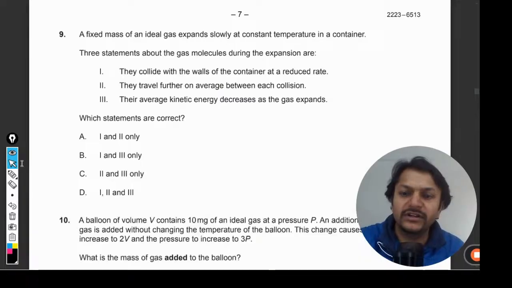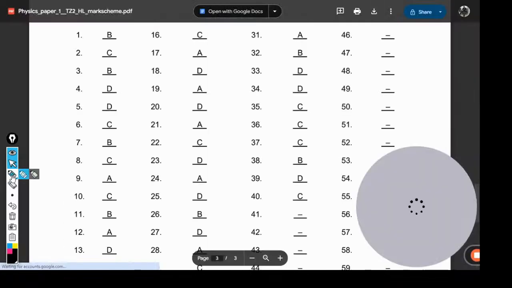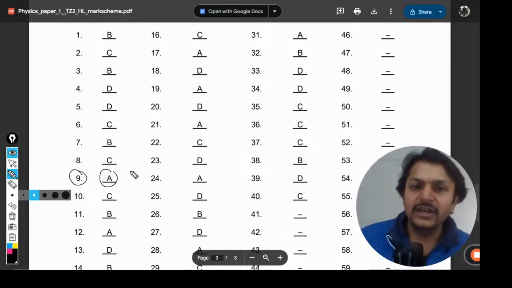Let us see what is there in the mark scheme. This is question number 9 we were referring to, and yes, the answer is absolutely correct. This is how we do this.